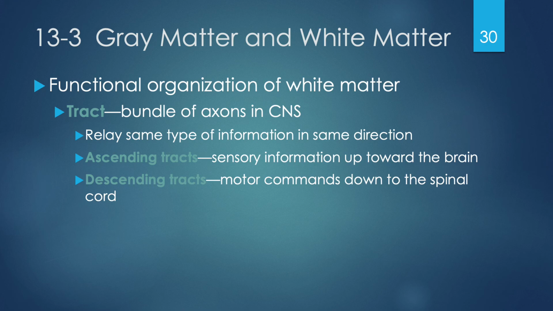Within the white matter, we have something called a tract, and a tract is a bundle of axons in the central nervous system. What they're doing is relaying information in one direction. So we have either ascending or descending tracts. Ascending, of course, are taking sensory information from our body up to the brain, and the descending tracts are taking motor information from the brain down the spinal cord out to the different effectors.